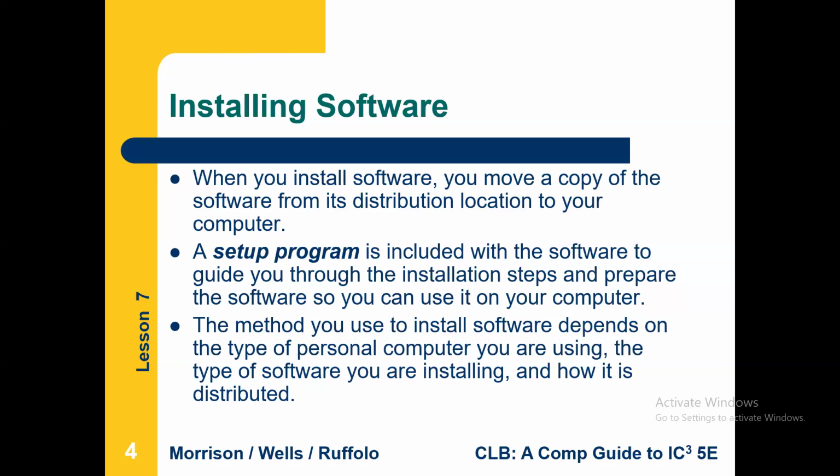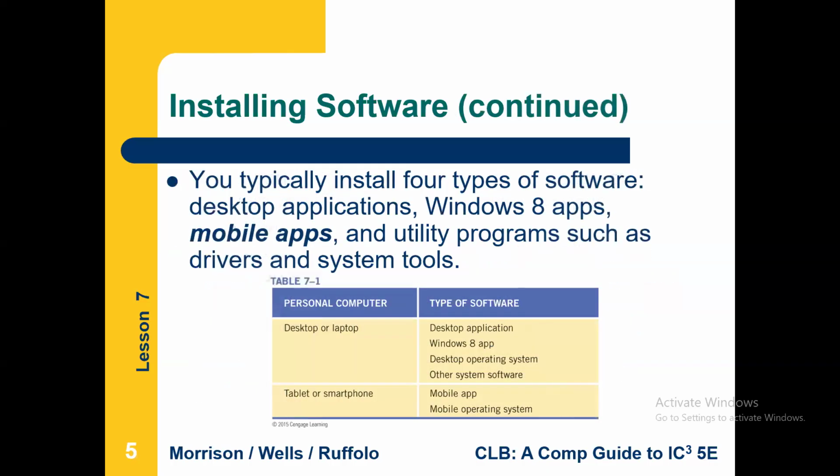So the method that you are going to use to install your software depends on the PC that you have, whether you have a Windows-based system, or an Apple or Unix-based system. It also depends on the kind of software you are installing, and how it is being distributed. You typically install 4 types of software.